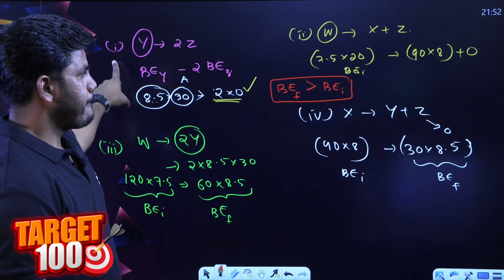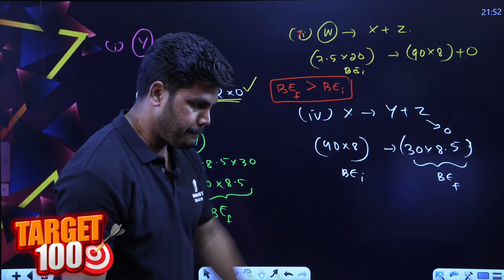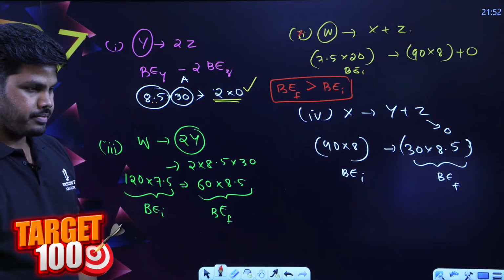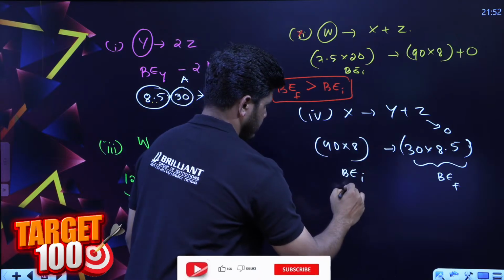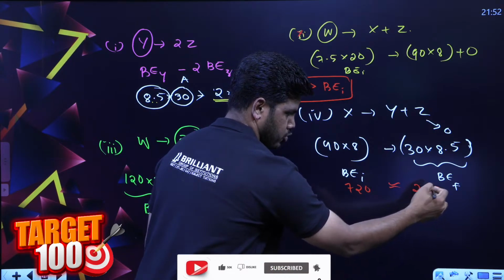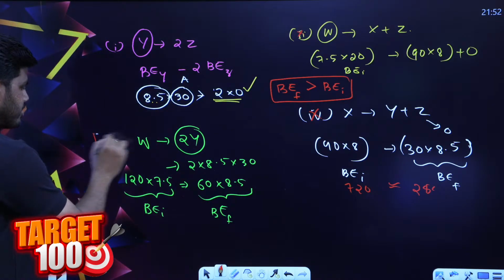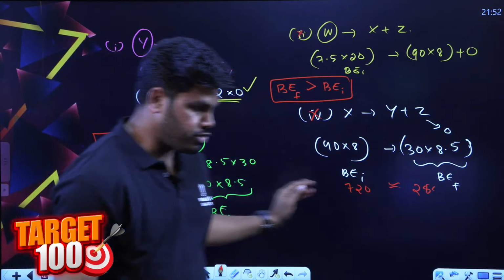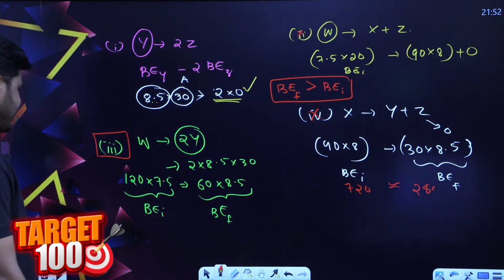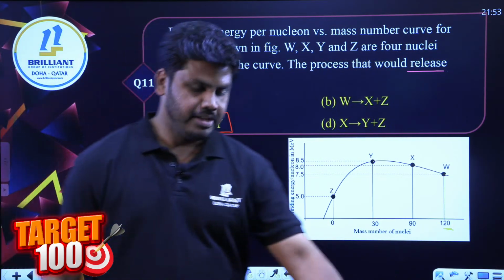We already ruled out this one, right? Option 2 is also not. Check option 3 and 4. In which of them do we get binding energy final greater than binding energy initial? Here also we get 720, right? So here it is going to be around 250, approximately, right? 30 into 8.5 is going to be that. So the fourth is also not an option. So possibly, yes, the third option. W splits into 2Y. Yes, exactly. So that is option C. W splits into 2Y. That is the correct option for this question.